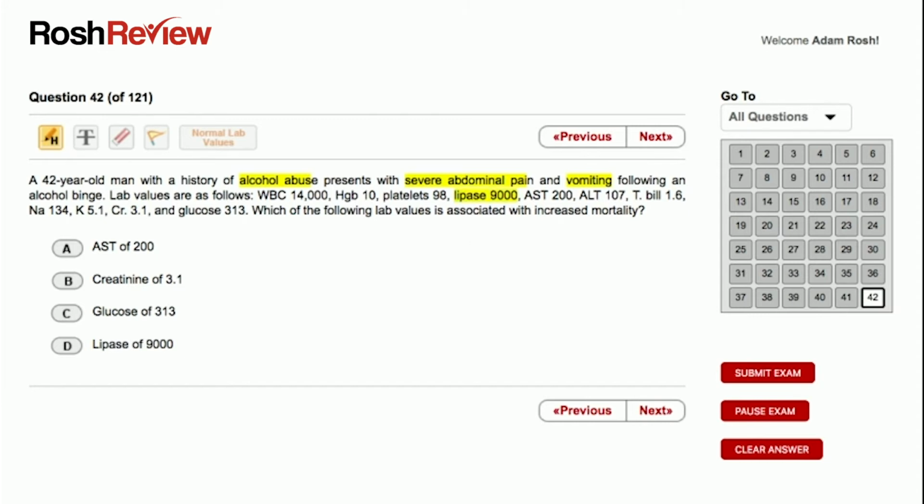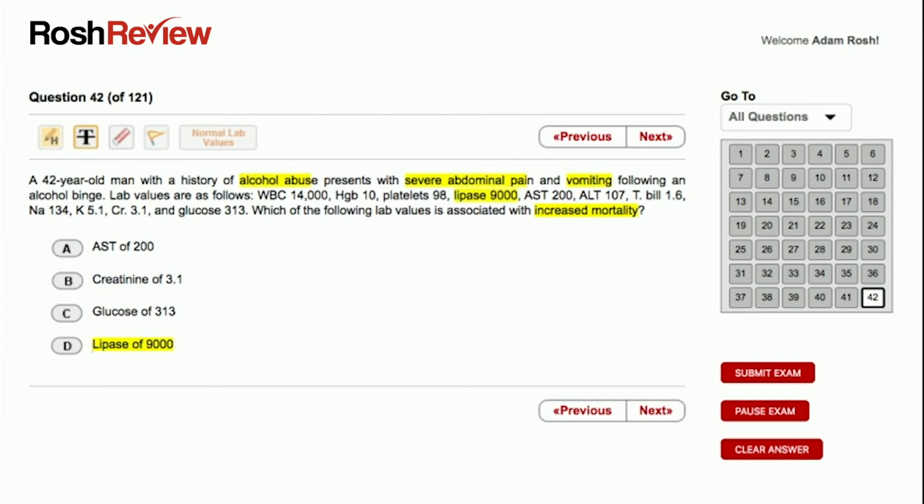So is that the answer choice? Answer choice D, lipase of 9,000. Is that the lab value that's associated with increased mortality? Well, in order to answer this question correctly, we need to know Ranson's criteria. And so when you see this question, this is the spoiler right here, this lipase value, because everyone knows it's associated with pancreatitis. However, it is not part of Ranson's criteria.